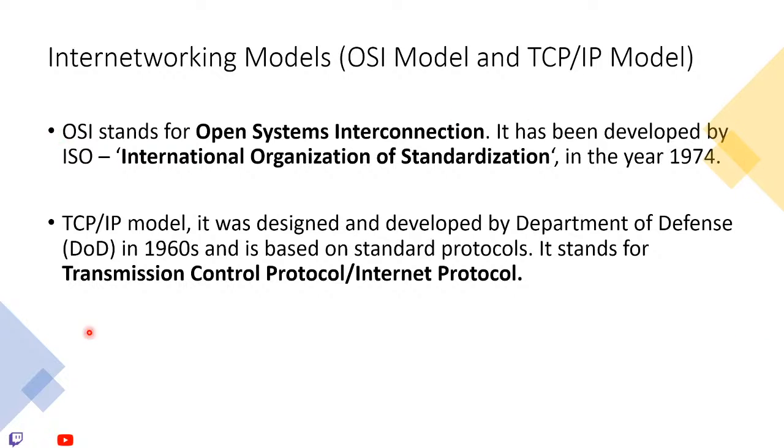The two most important internetworking models are the Open System Interconnection, developed by the ISO, the International Organization for Standardization, in 1974, and the TCP/IP model, Transmission Control Protocol/Internet Protocol, developed by the Department of Defense (DoD) in the 1960s, which is based on standard protocols. We will be discussing these in later lectures.